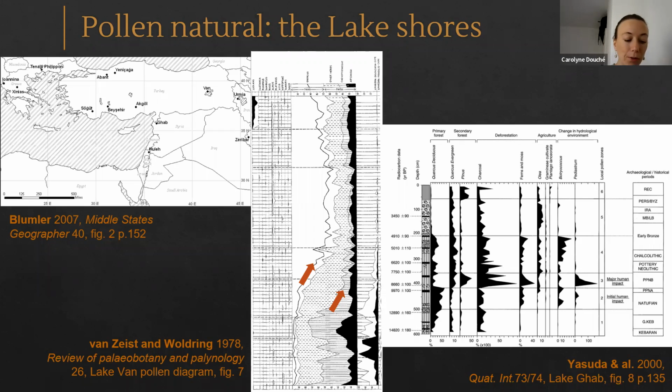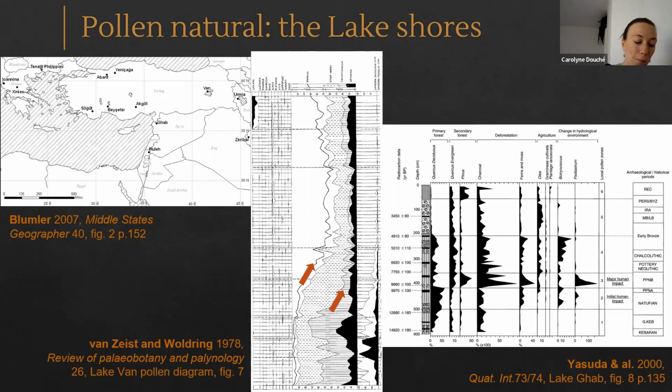And at that time, we observe, as here on the example of the lake diagram from Lake Van in Turkey, an increase of oak that you can see with the red arrow in the middle. So we see an increase of oak, and in parallel, a decrease of the Chenopodiaceae family, indicating the expansion of the forest cover over the giant steppe vegetation as a result of warmer and moister conditions.